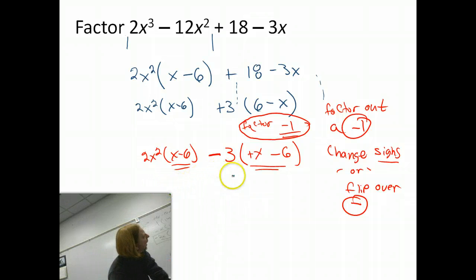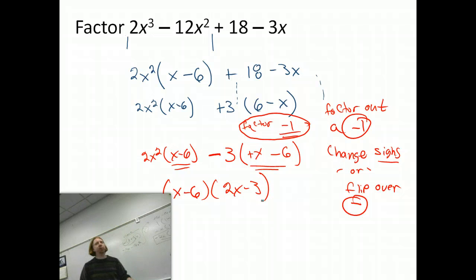Now I can go ahead and pull out the common factor of x minus 6. So x minus 6, not 3. Pen got ahead of the brain there. X minus 6 comes out, and that leaves 2x minus 3.